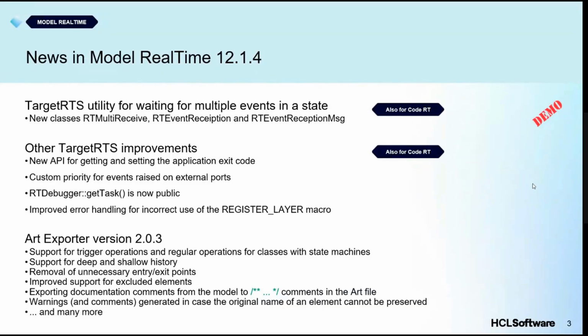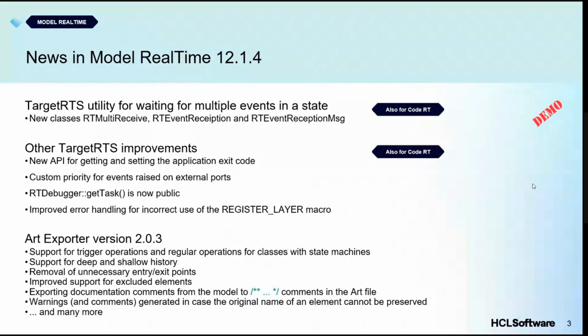There are also many improvements in TargetRTS in this release, and one that maybe stands out is a new utility that makes it easier to wait for multiple events when you are in a state before transitioning to a target state. So it's a common pattern that you sometimes need to wait for not only one event, but several events to come either in order or in some unspecified order before you move to the next state. So there are now some new classes in the TargetRTS, which makes it easier to implement that pattern without having to use several states and choices in the state machine.